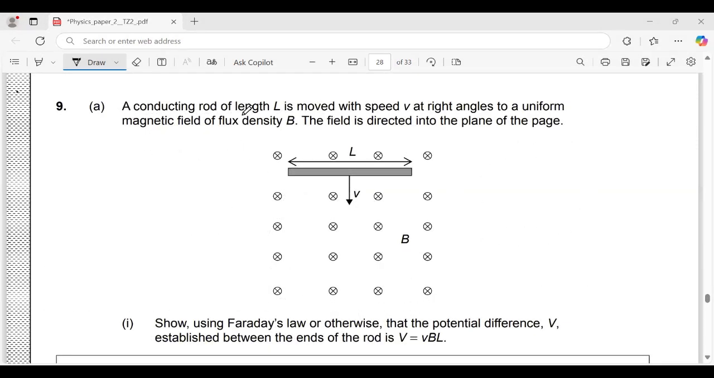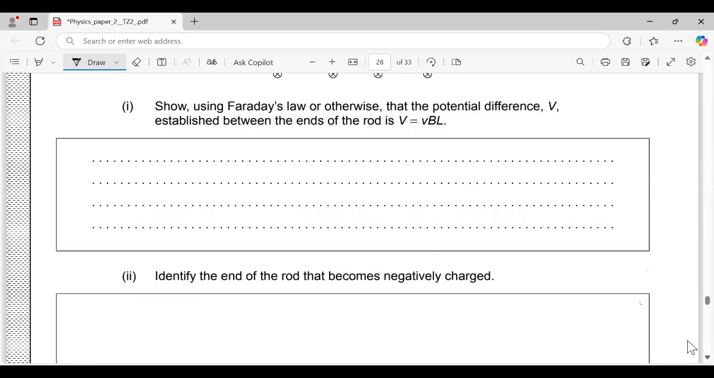A conducting rod of length L is moved with speed v at right angles to a uniform magnetic field of flux density B. The field is directed into the plane of the page. So using Faraday's law or otherwise, the potential difference phi established between the ends of the rod is phi equal to B times L times v, right?